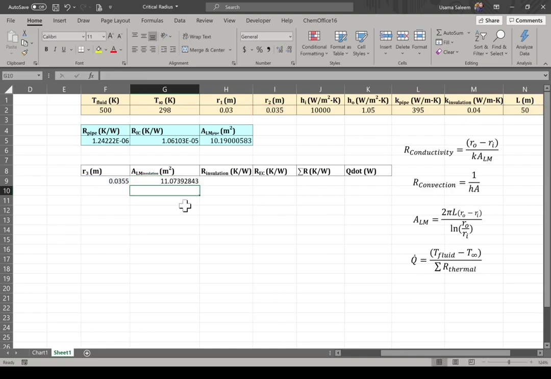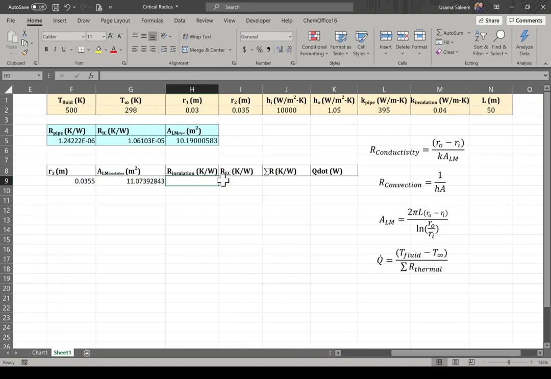Good. Now the resistance due to the conductivity of the insulation. That's just going to be R3 minus R2, with R2 as an absolute reference once again. Divide that by the conductivity of the insulation, 0.04 right here. Absolute reference that. And yeah, the log mean area.